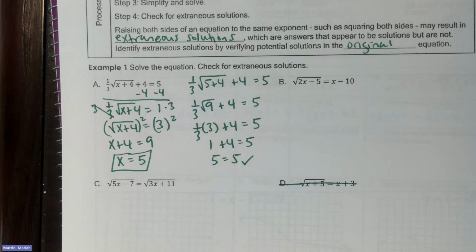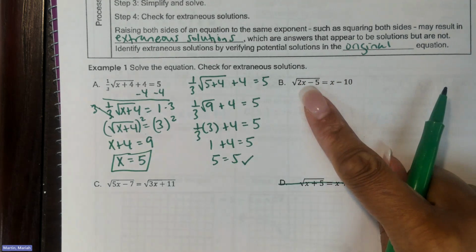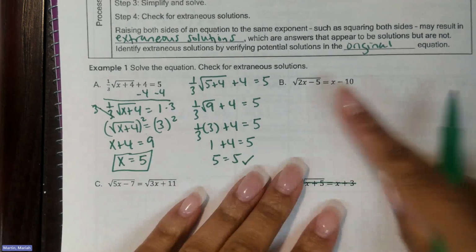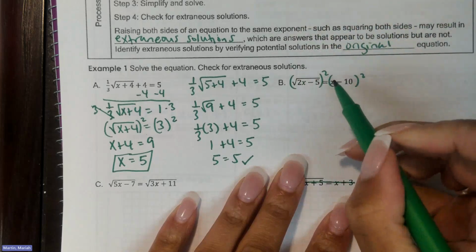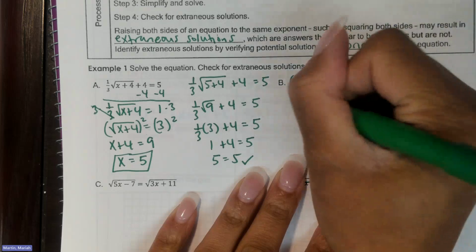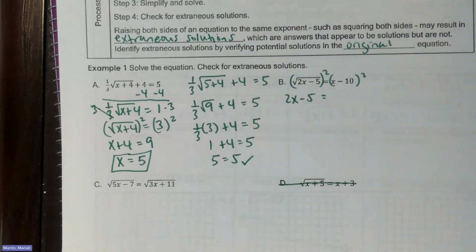All right, so now we're going to go into B. I have the square root of 2x minus 5 equals x minus 10. I don't have to do step 1 because there's nothing to isolate where my square root symbol is. So I'm moving on to the next step, where I have to square both sides. When we square both sides, the square root and square cancel each other out. So I'm left with 2x minus 5, but on this opposite side, I have x minus 10 squared.